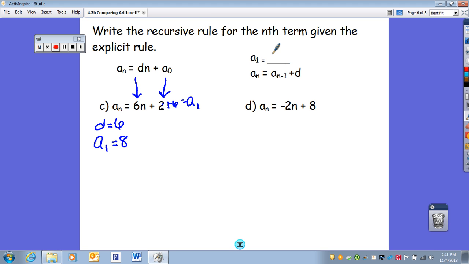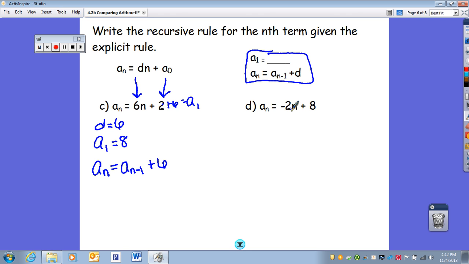So now I want to write my recursive rule. And the recursive rule is a sub 1 is equal to 8. The rest of my rule will be a sub n, or whichever term I want, is the a sub n minus 1, or the previous term, plus my difference. My difference is 6.